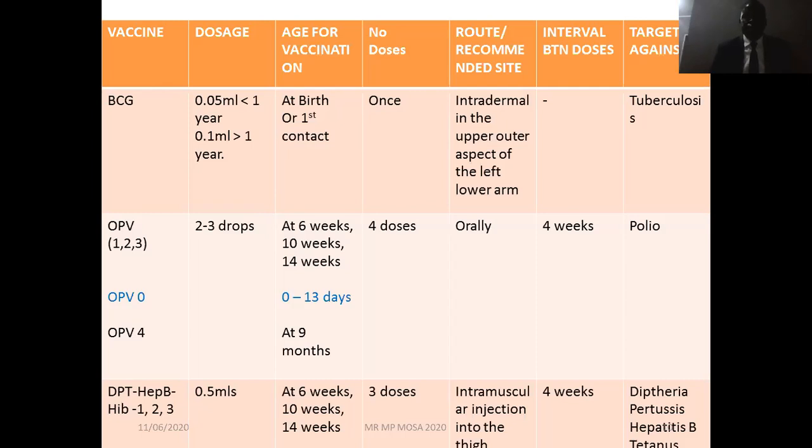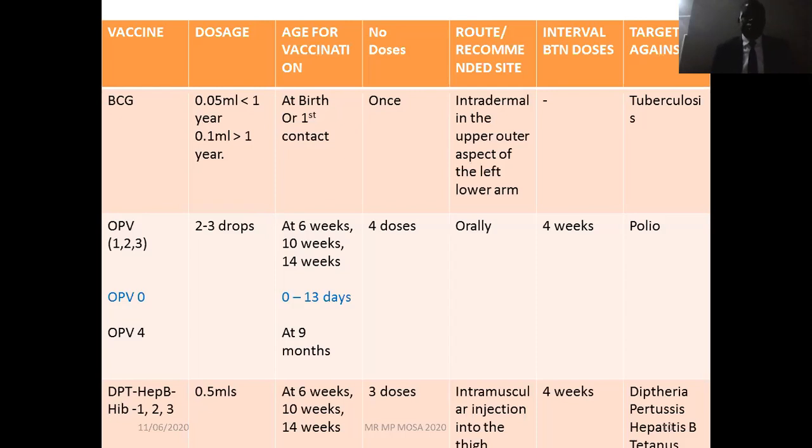So OPV 0 can be given between 0 to 13 days. Then the OPV 4, the fourth dose, is given at 9 months. So we are saying the first dose is given between 0 to 13 days. Then the second dose can be given after 4 weeks, then the third dose after another 4 weeks, then another dose after 4 weeks.